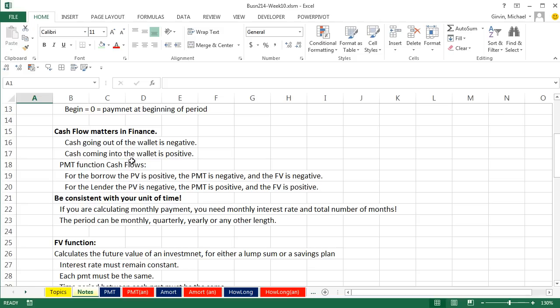It's a positive. So we'll always ask the question when we're talking about cash flow, which way is the cash going? Is it coming in? Is it going out of my wallet or into my wallet? Out of the wallet, or purse for that matter, is negative. Into the purse or wallet is positive.